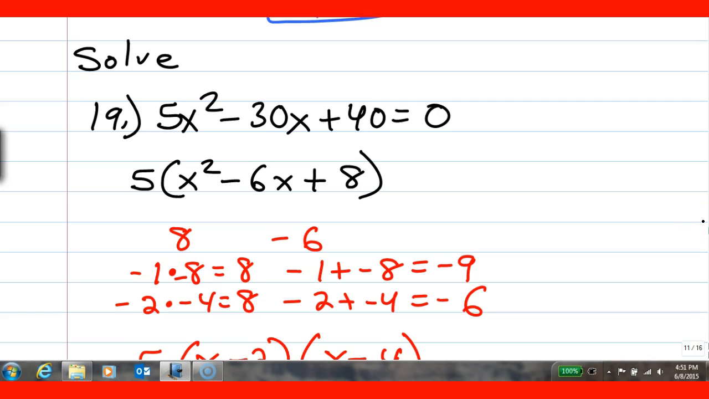Alright, number 19 just says to solve. So looking at this one, we're going to do the same thing. We're going to factor this thing out. We start with the greatest common factor. I see I've got a 5, a 30, and a 40. They're all divisible by 5. So I'm going to divide a 5 out of everything.